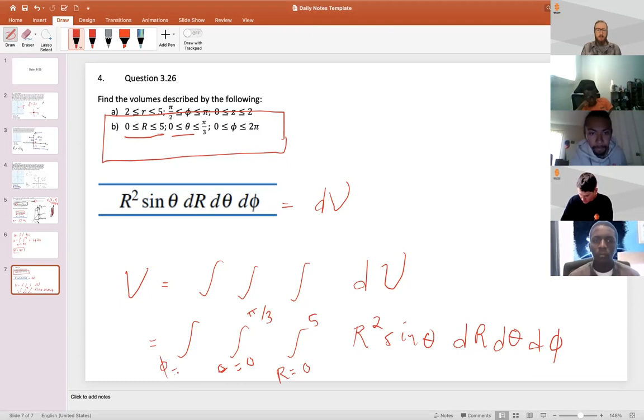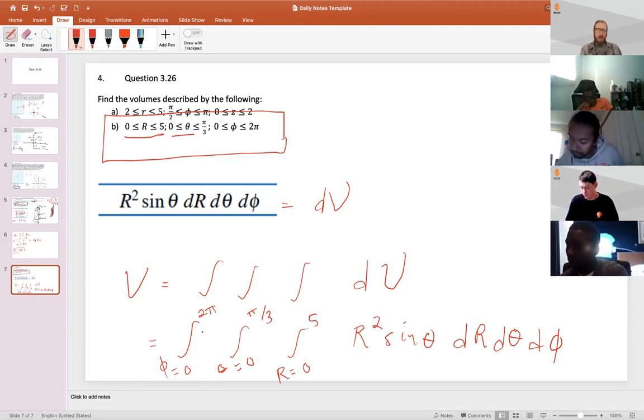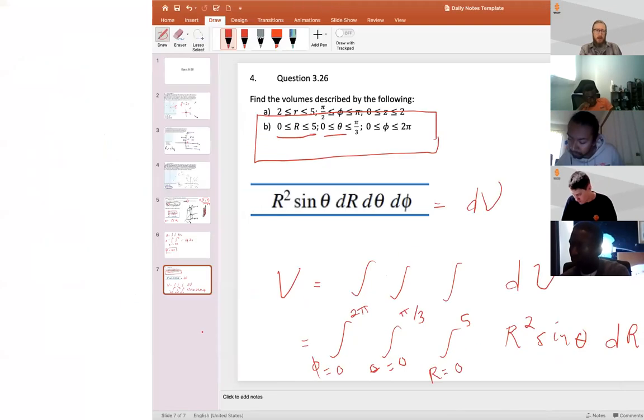I know it's defined by going from 0 to 2 pi. Okay, so this will be the full integral setup that you would use in order to solve for that final volume. So that's how you would set that integral up.